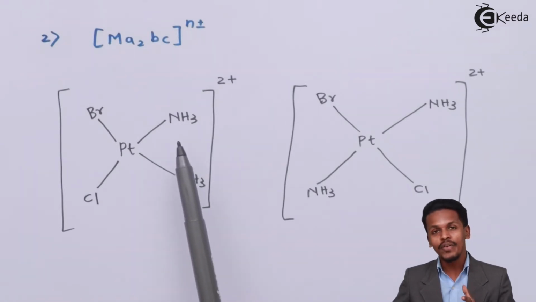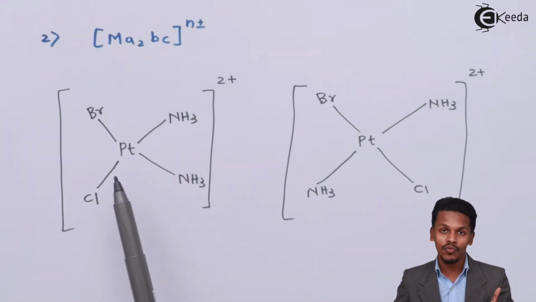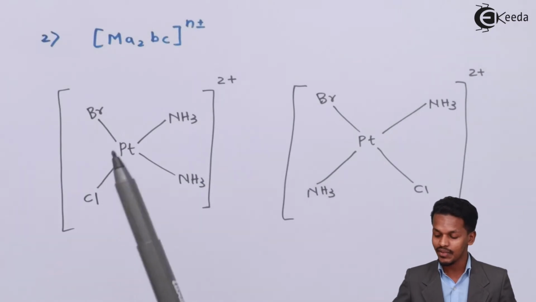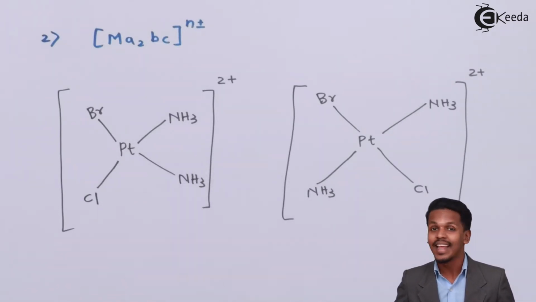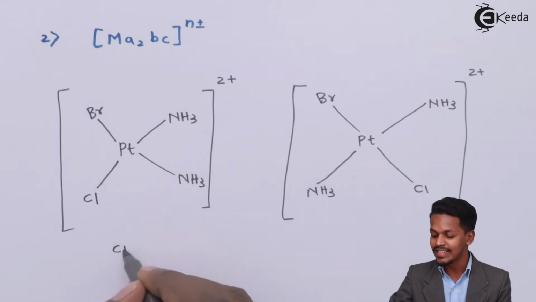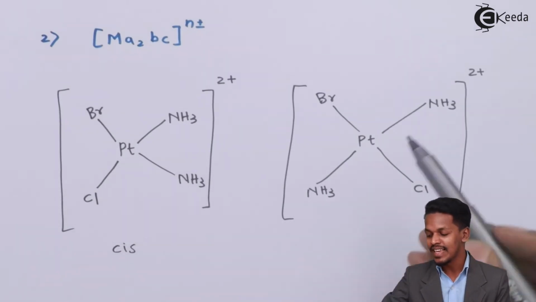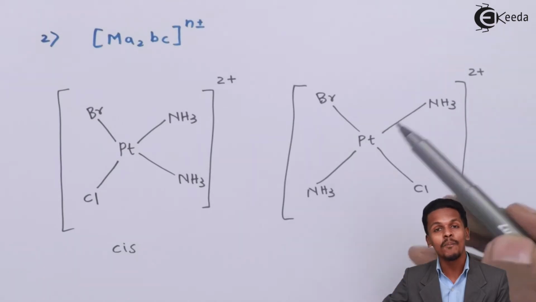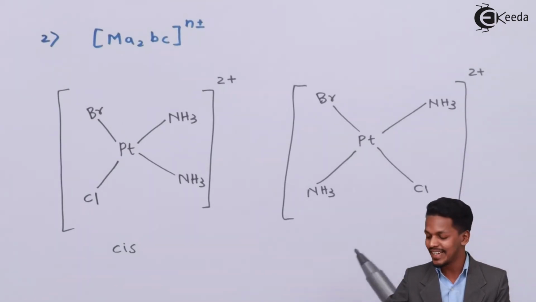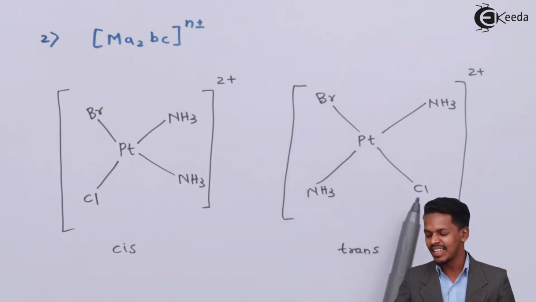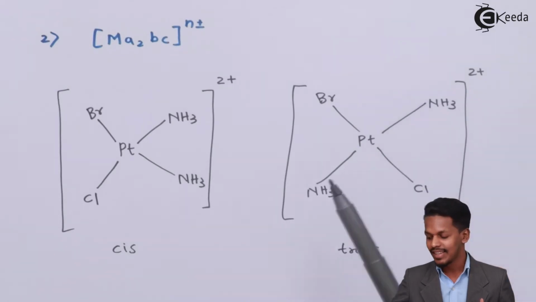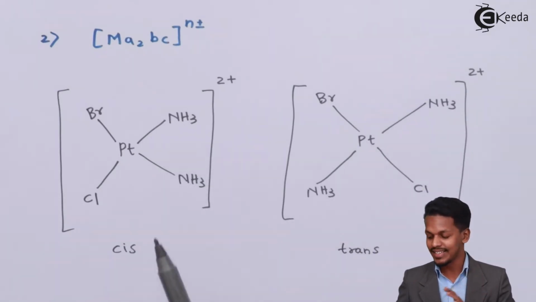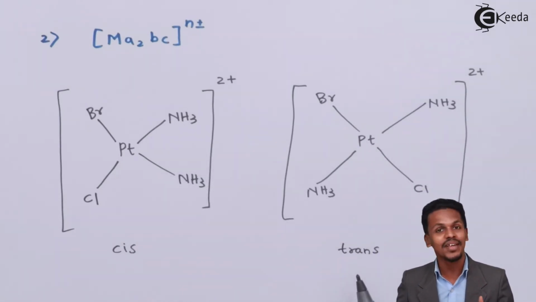But how can we differentiate these two? One of them would be cis and one of them would be trans. You can see that this NH3 and this NH3 are both adjacent to each other, and that's the reason this would be called a cis isomer. And in this case, this NH3 and this NH3 are opposite to each other, and that's the reason it is known as the trans isomer. We can also say that Br and Cl are not the same, but based on the position of these two similar ligands, we could call it a cis or trans isomer.